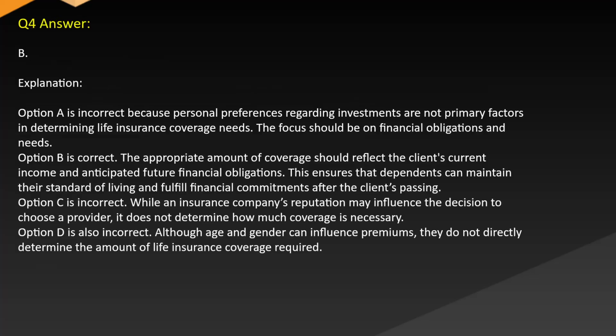B. Explanation. Option A is incorrect because personal preferences regarding investments are not primary factors in determining life insurance coverage needs. The focus should be on financial obligations and needs. Option B is correct. The appropriate amount of coverage should reflect the client's current income and anticipated future financial obligations. This ensures that dependents can maintain their standard of living and fulfill financial commitments after the client's passing.